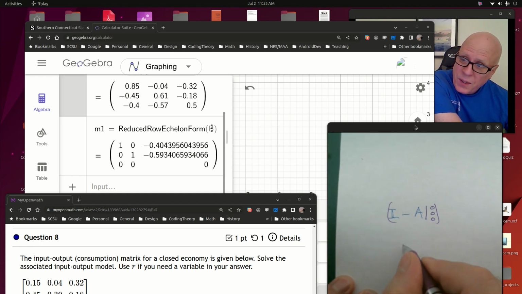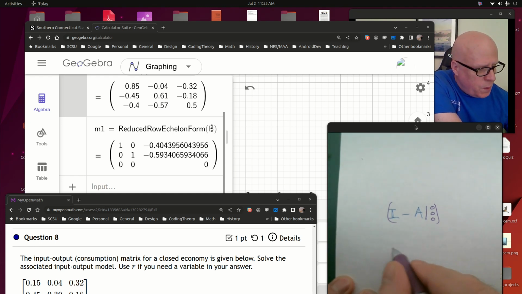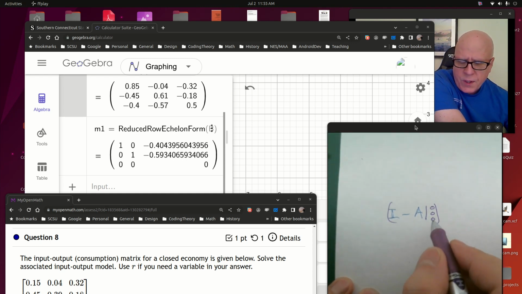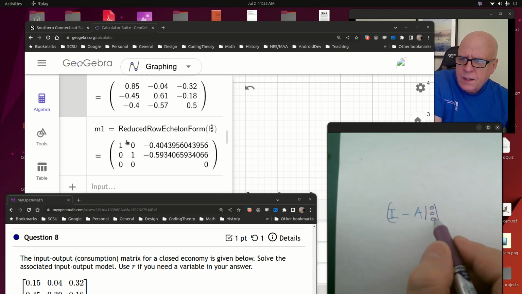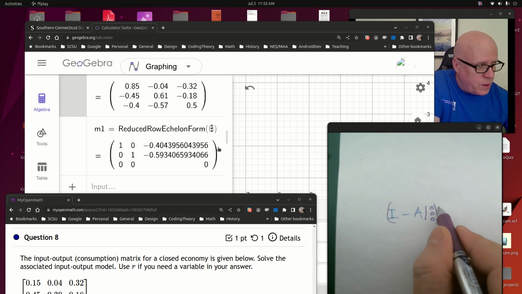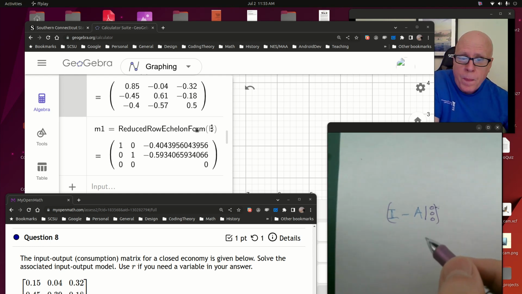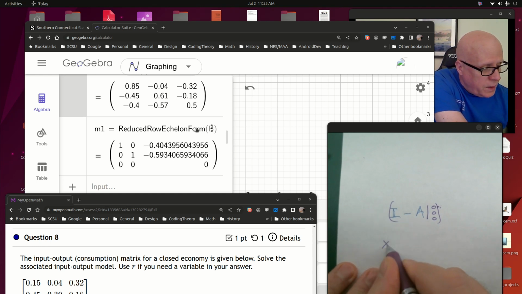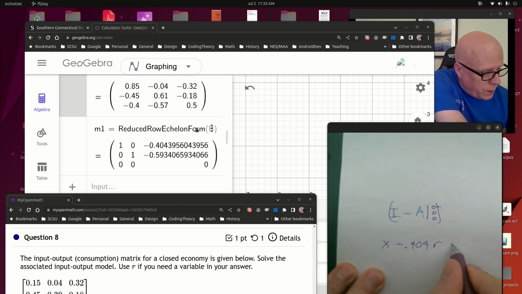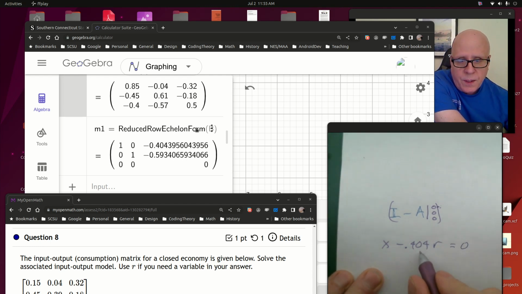Okay, well that means R is just R. They did tell us in the problem to use R as the variable. But look at the top row of the matrix here. It's saying 1 times x plus 0 times y minus 0.404 times r, because that third column corresponds to the variable r, equals, well, the 0 that I'm imagining in the augmented column. All right, so we have x minus 0.404r equals 0. Well, what does that say about what x is equal to? You just add that part to both sides, and you get x is equal to 0.404r.